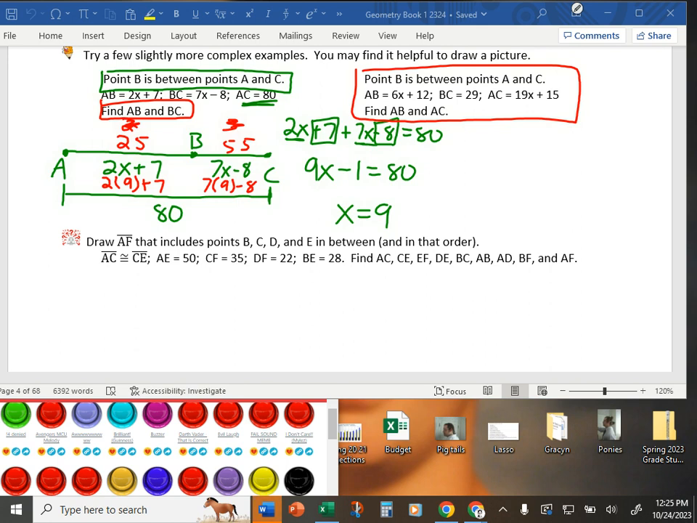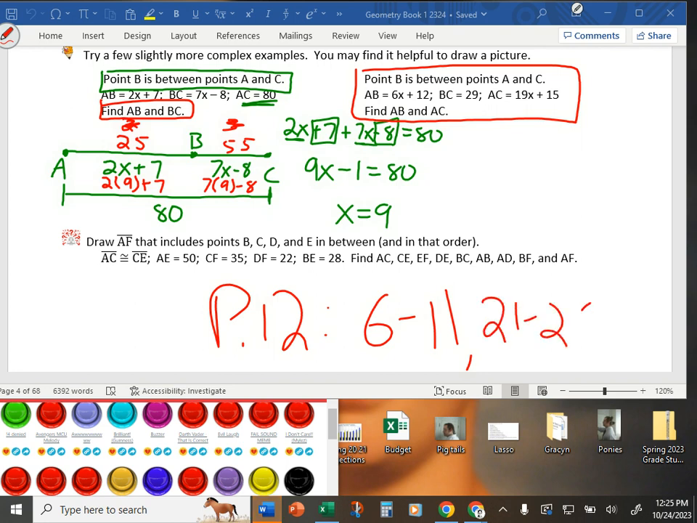In your book, you are to do on page 12, 6 through 11, and then 21 through 26.